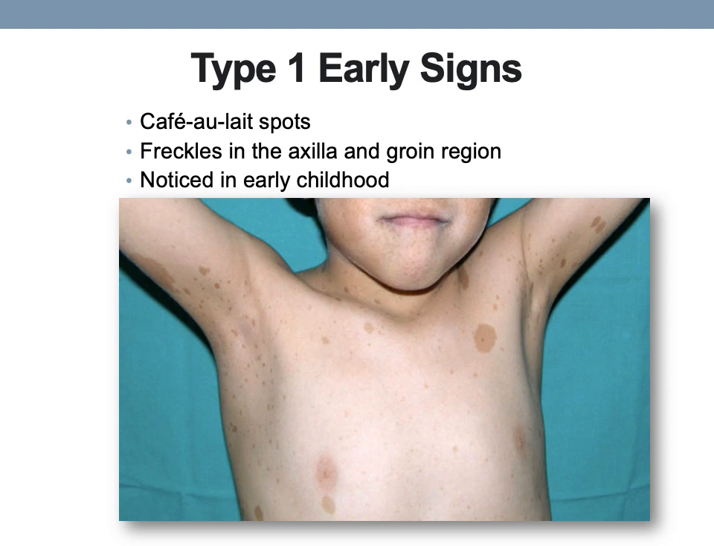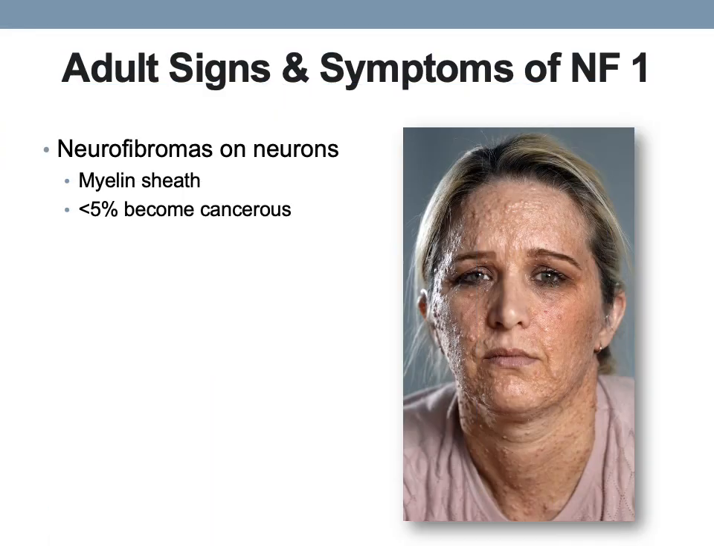Neurofibromatosis type 1 early signs are cafe au lait spots and freckles in the axilla or groin area, and these are noticed mostly in early childhood. Adult signs and symptoms of neurofibromatosis 1 are neurofibromas on the neurons, and they are mostly cutaneous.